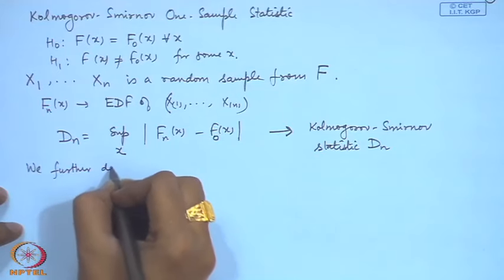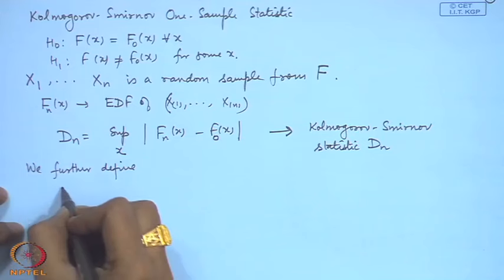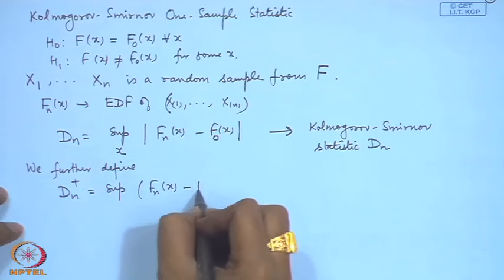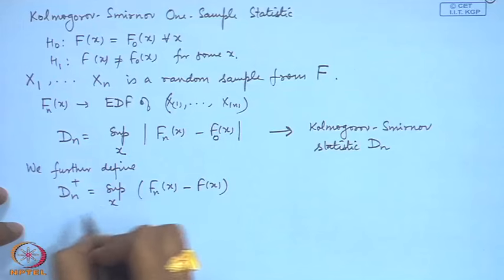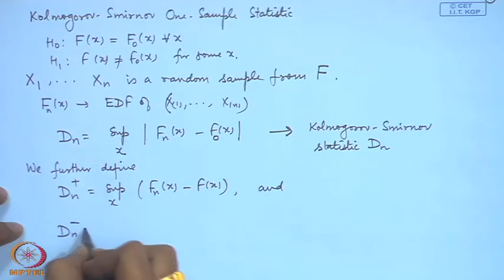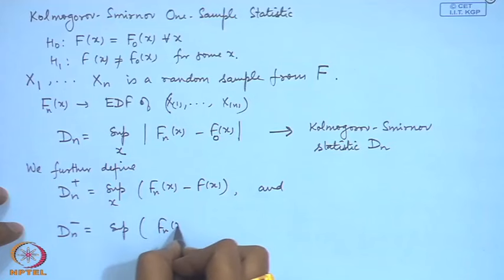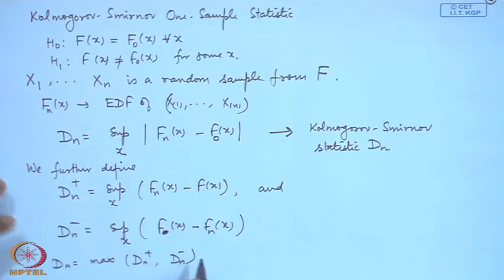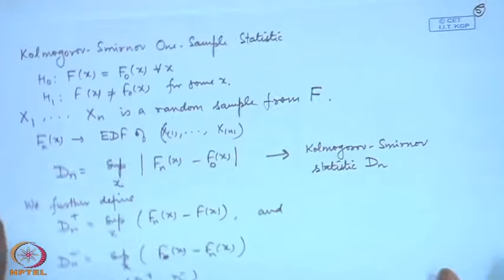So, we further define two quantities called D N plus, that is equal to the supremum of F n(x) minus F(x), and D N minus, that is equal to the supremum of, here I will put reverse, F(x) minus F n(x). D N is actually equal to the maximum of D N plus and D N minus. That means, I am taking the maximum positive difference and the maximum negative difference. Now, we will try to analyze the distribution of D N plus and D N minus separately.